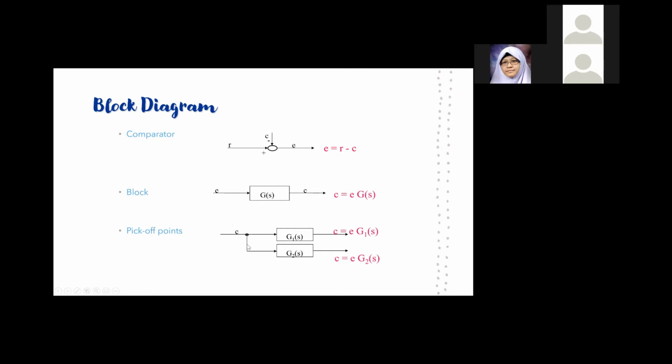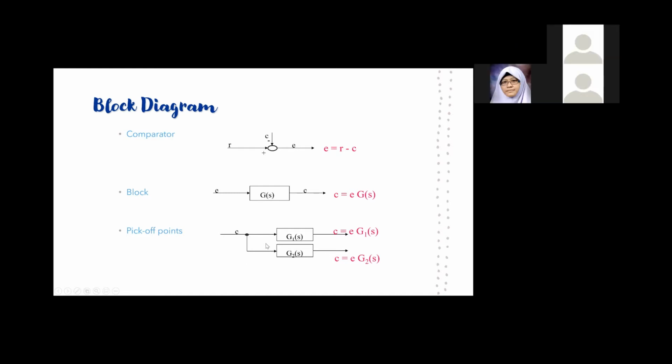If you have a pick-off point like this, whatever goes to it, the same thing will go to the two branches after the pick-off point. So this is still C, this is still C. What you see here is still C, this is also still C. Okay, so this is not C, sorry. It should be D1, D2.